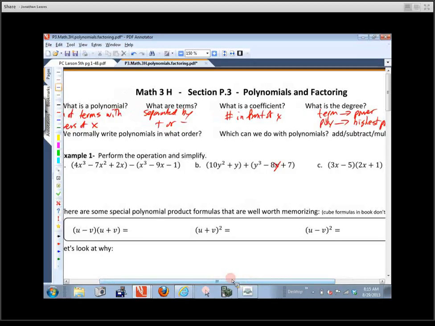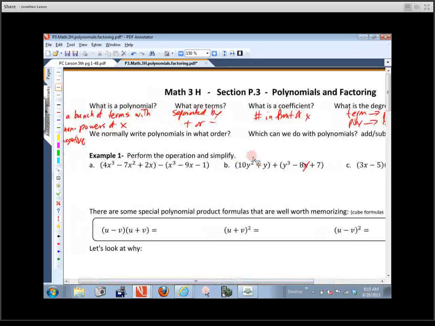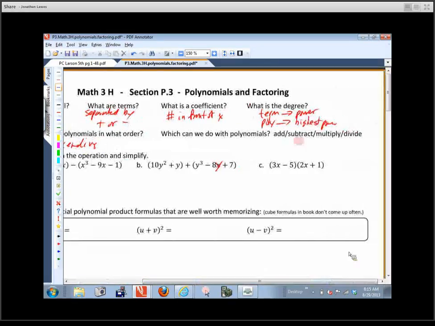What order do we normally write polynomials? Largest to smallest. So what do we call that? Descending. And which operations can we do with polynomials? Add, subtract, multiply, or divide? All of them. You can do every single one of those. The ones that we're going to focus on in this particular section are add, subtract, multiply, and divide, and mostly on multiply. Any questions?